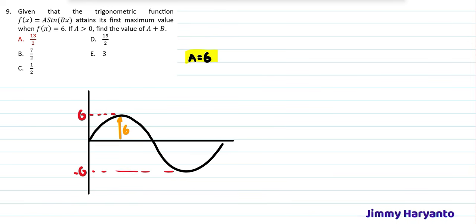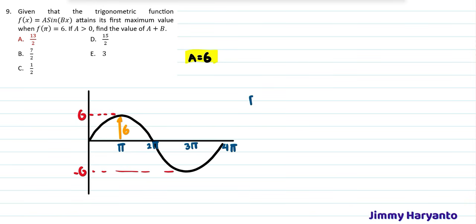And then next is the B. To find the B, we can tell that the 6 happens when x equals pi. So this one is pi. If that one is pi, that means this one is 2 pi. This one is 3 pi, and this one is 4 pi.